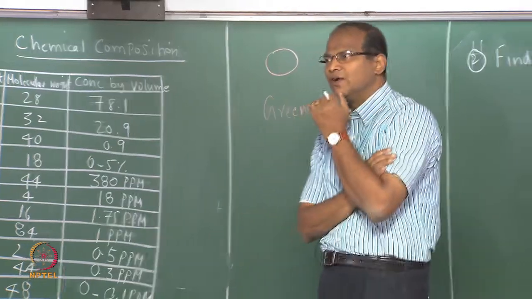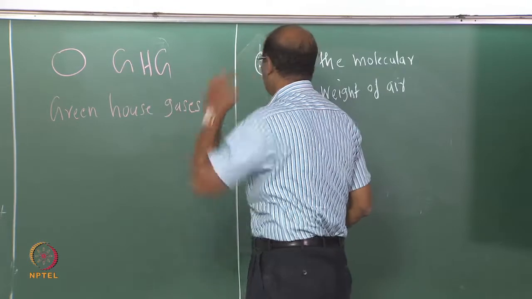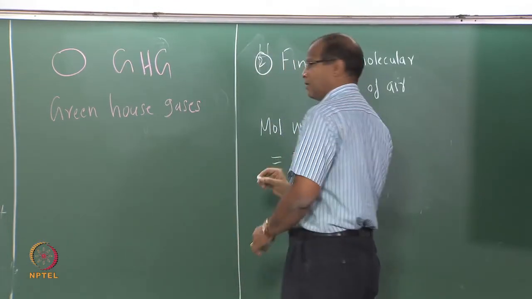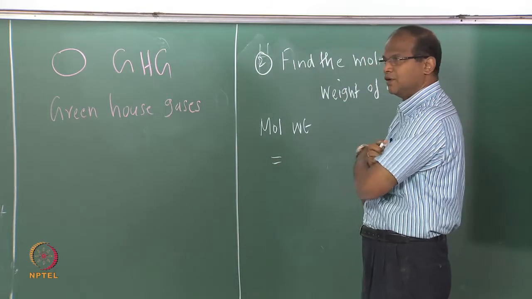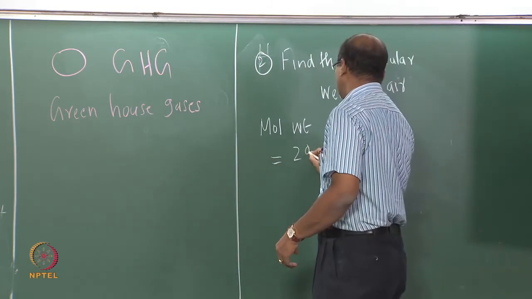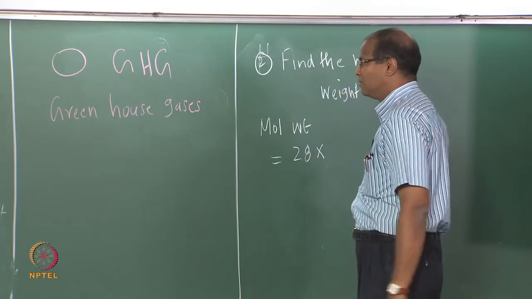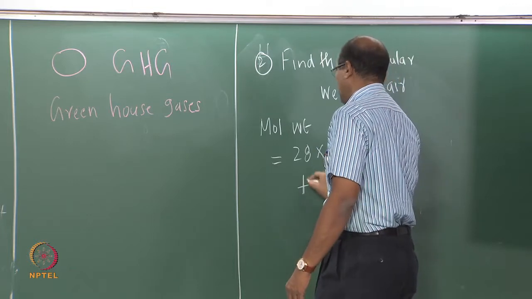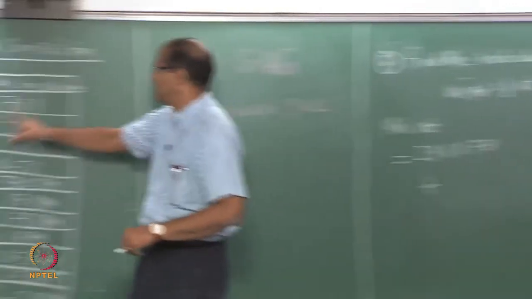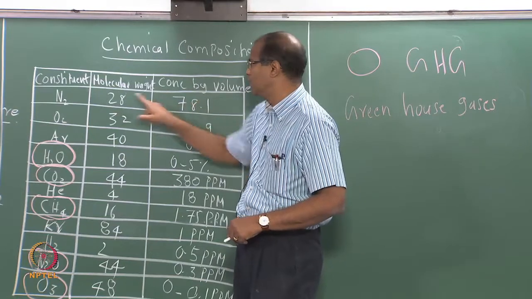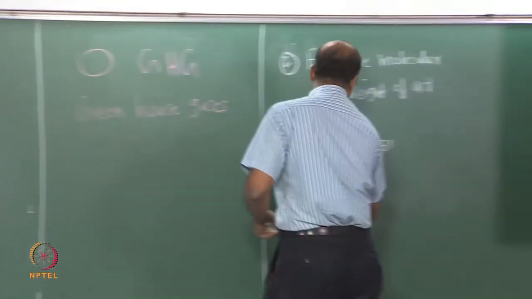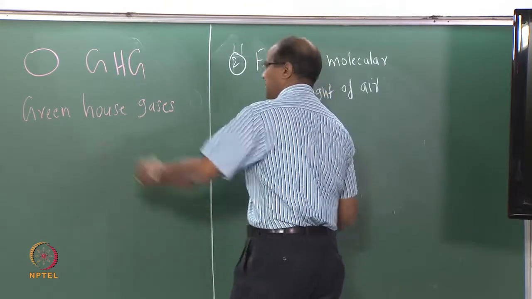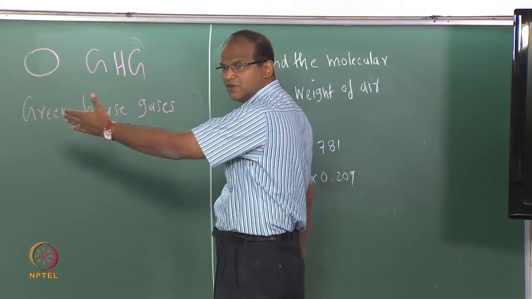So if you do that, what do you get? Molecular weight equal to 28 into 0.781 plus, okay. So I am just converting it into fraction, 0.781 into 28 plus, we will include this argon also, right, 40 into 0.009.